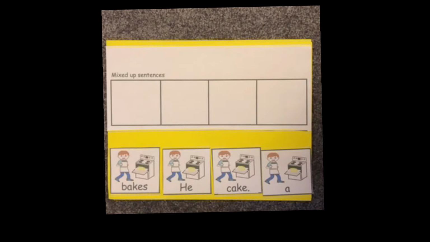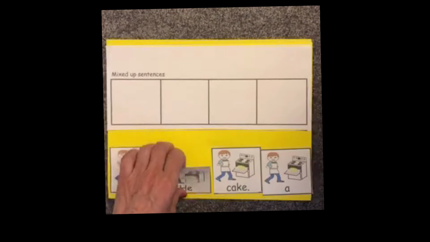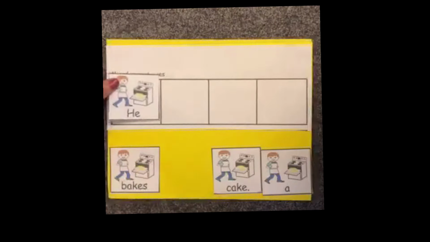Now let's try this one. It's a little bit more difficult because we have a pronoun. But the pronoun he stands for the boy. So bakes would not start a sentence. A lowercase a would not start a sentence, and that's a lowercase c. So he would be the naming part, he.